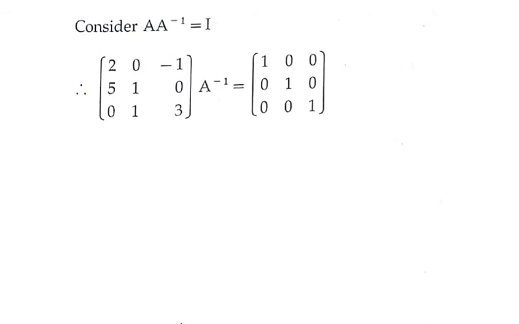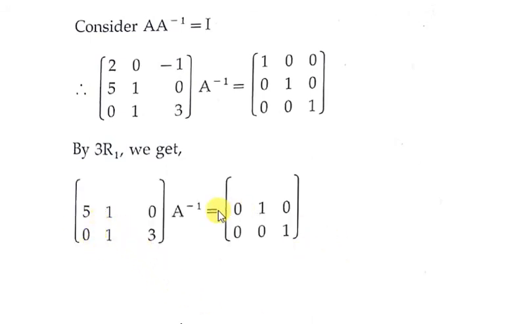In the first column we have to write 1 0 0, so we have to convert that. To convert this 2 into 1, if we multiply with 3, the result will be 6, and then 6 minus 5 gives 1. So the first step is we multiply the first row with 3. So R1 changes to 3 times R1. In that case, the first row on both sides will be multiplied by 3. The second row and third row will remain the same.